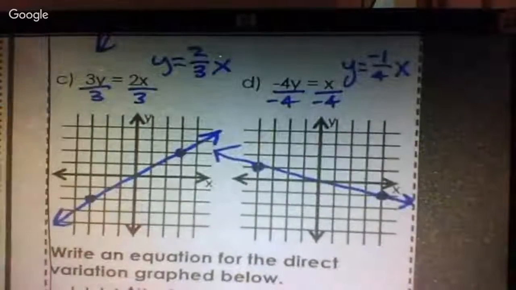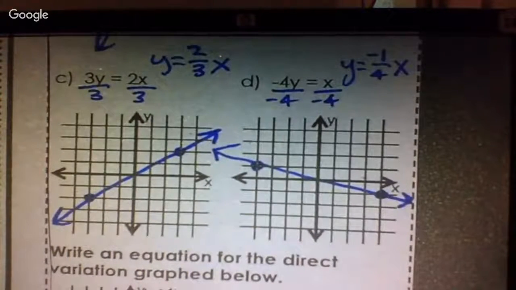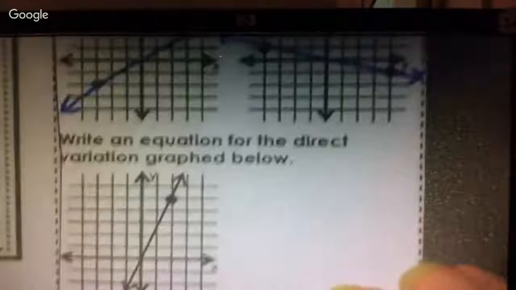Okay. It doesn't really matter which number the negative goes with. So you could have left it +1 and -4, which would have moved you up and to the left. As long as you keep it negative. So the negative has to go with one or the other. Okay. The last one down here.